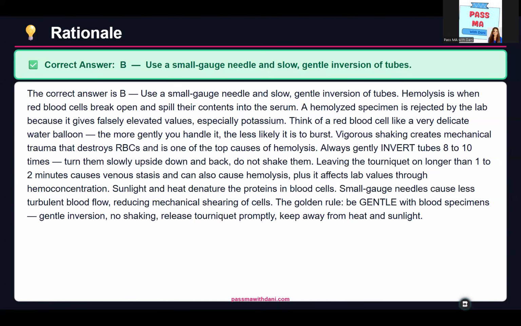Another thing to remember, because you guys will run across this, the tourniquet cannot stay on for longer than 60 seconds. You cannot leave the tourniquet on longer than 1 minute. Hemoconcentration can occur if you do, and this can actually cause the blood to thicken. So tourniquet stays on no more than 60 seconds, okay?